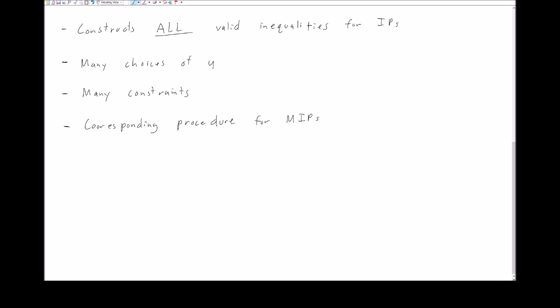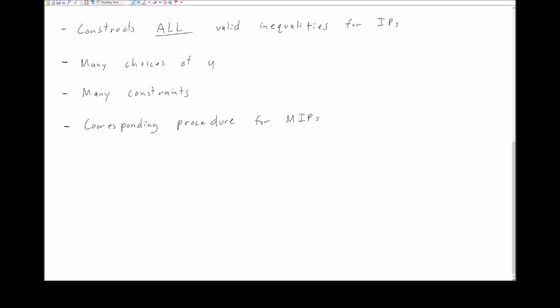Unfortunately, in order to construct all of these valid inequalities, we would have to choose many different values of u. There's many different choices of u, and getting a u that's going to give us a good inequality, as opposed to just any inequality, is a hard thing. Also, this procedure can generate a lot of different constraints. Since the freedom to choose u is so flexible, we can generate a lot of different constraints and can't really identify a priori which of these constraints are going to be good and going to be bad.